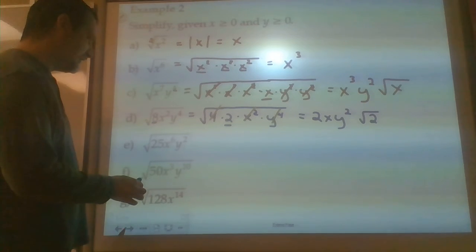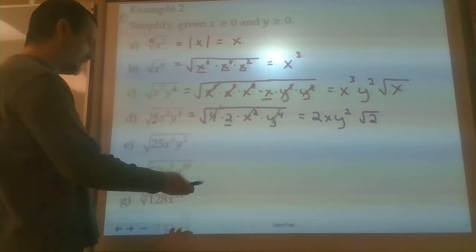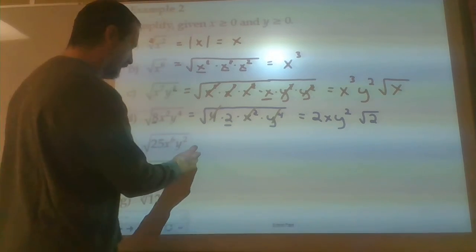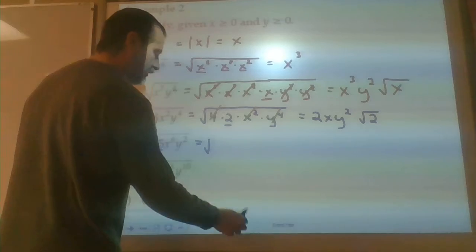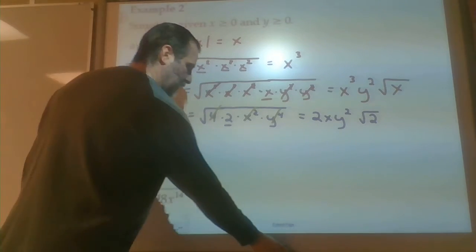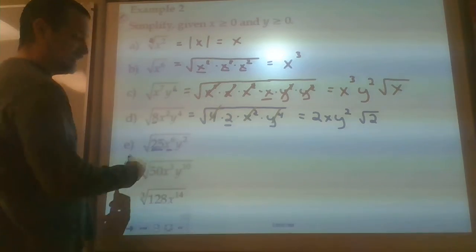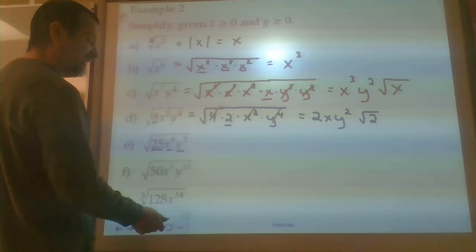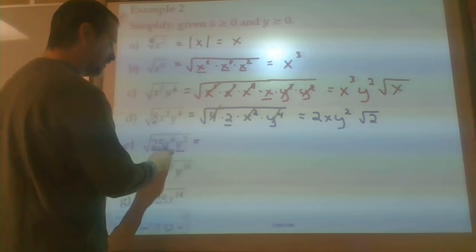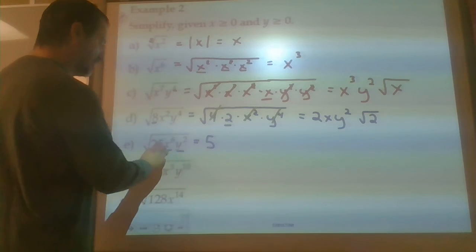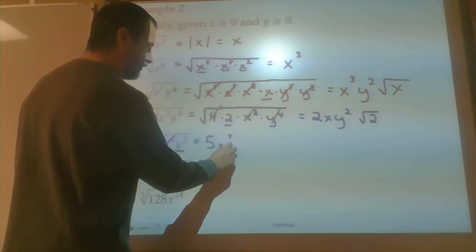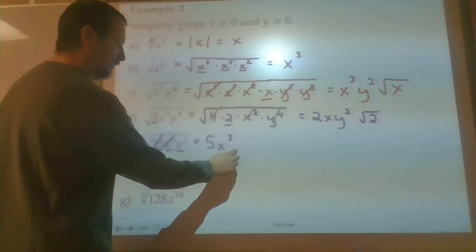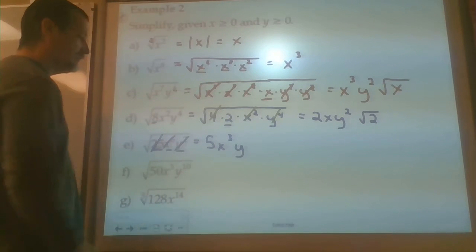Let's look at the next example here. Same idea. So we have square root of 25, which is a perfect square, so I can leave that one be. Square root of x to the power 6, that's a perfect square, we can leave it be. And that's a perfect square, we can leave it be. So square root of 25 is 5, spoken for. Square root of x to the power of 6 is x to the power of 3, spoken for. And then the y just stays, spoken for.